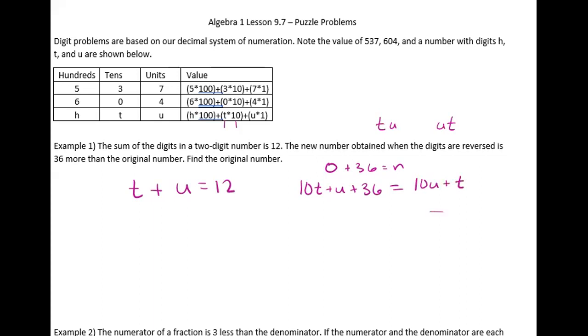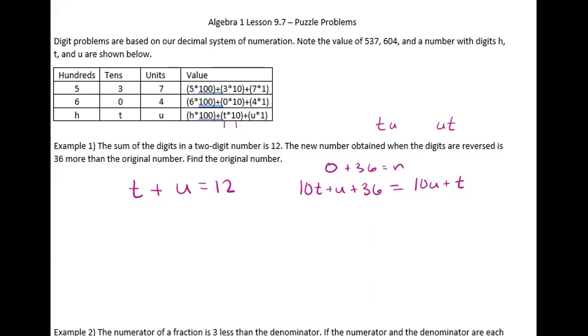So that's the confusing part here: if you're switching the digits, then you need to multiply them by the place value that they're now in, which is a new one than what they were originally. So that's our two equations. T plus u equals 12, pretty straightforward.